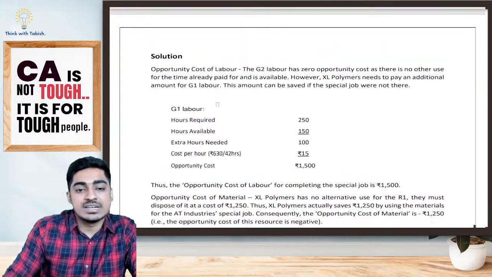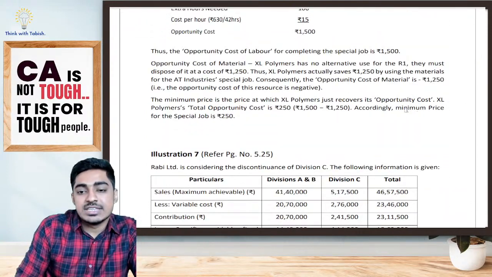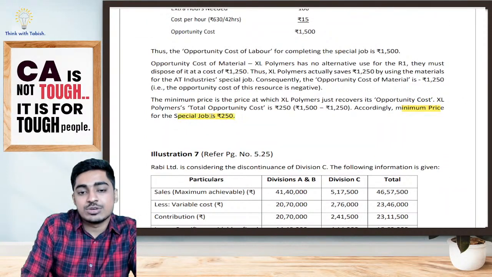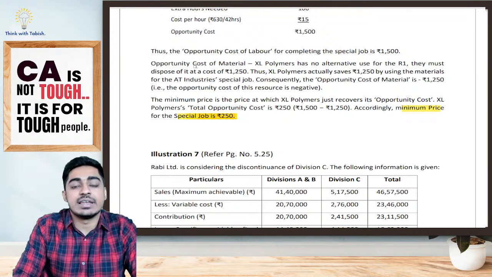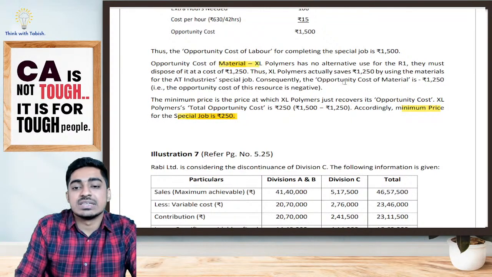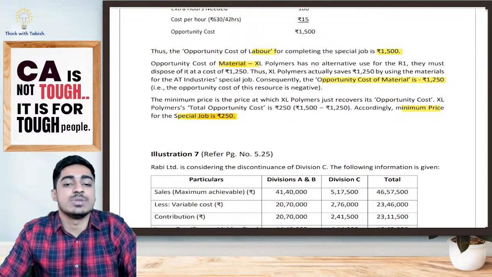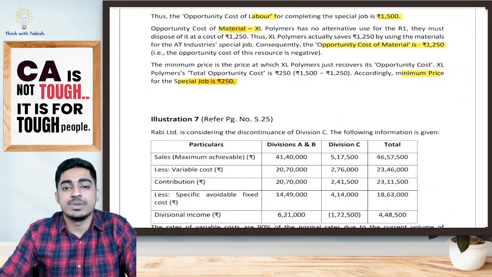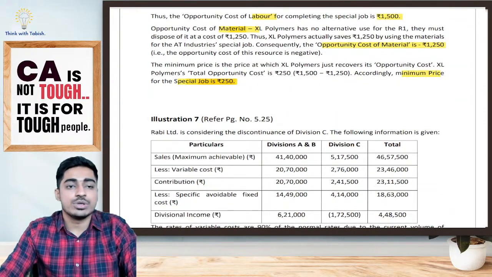They have not presented it properly. The minimum price for the special job is 250. Again, we need to tell that for material it is minus 1250, and for labor it is 1500. So overall, 250 is the minimum cost. Present it properly. Tell what you are doing and why you are doing it.